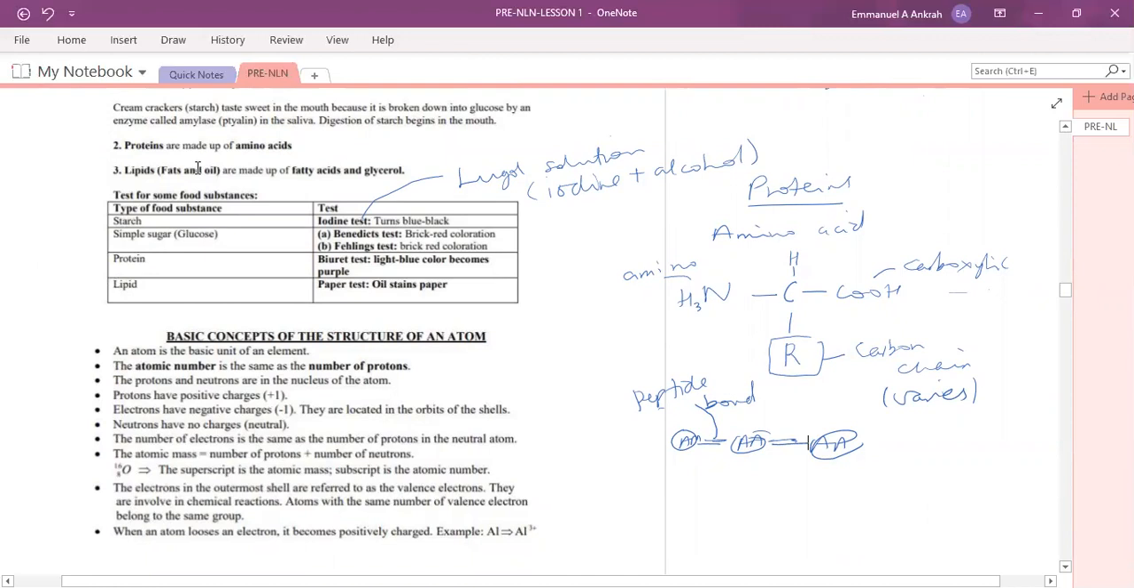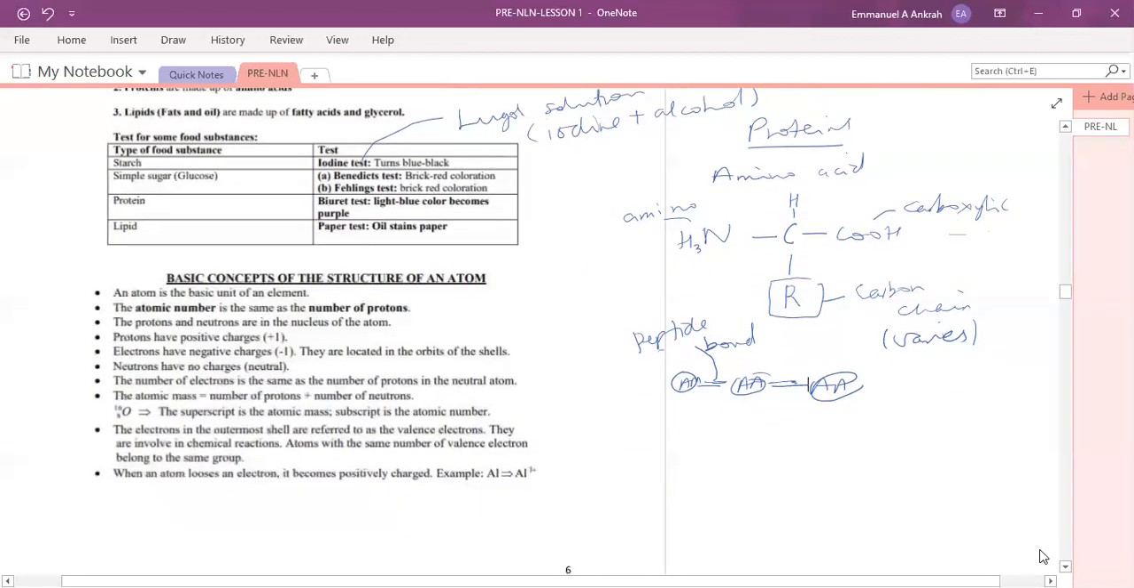So remember, the lipids are made up of what we call the fatty acids and glycerol. Fatty acid and glycerol. So lipid, you have the fatty acids and glycerol. So the fatty acid in organic chemistry looks like this. You have what we call the R group, the carbon chain, and they have COOH, the carboxylic end.